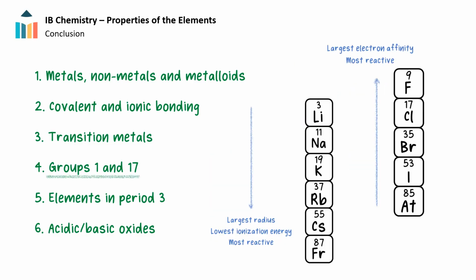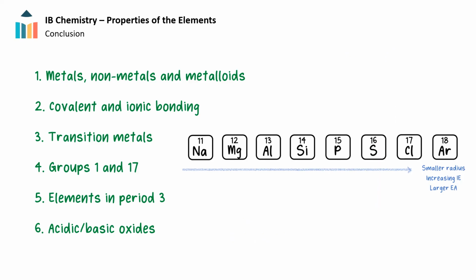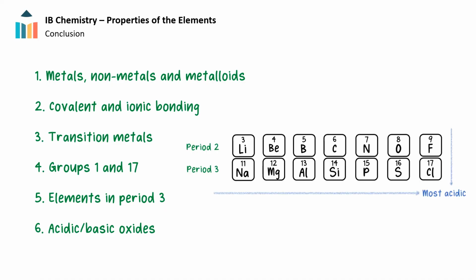We then discussed how properties change going down a group. Group 1 was representative of metallic groups, and Group 17 was representative of nonmetallic groups. Next, we talked about how properties change when going across a period, using period 3 as an example. We also learned that across a period, the oxide character changes from basic to acidic. So, hopefully you learned something new about the properties of the elements in this video.